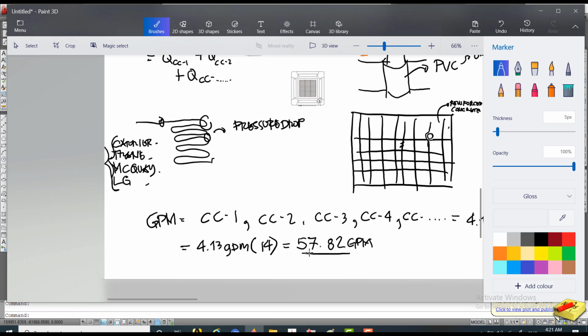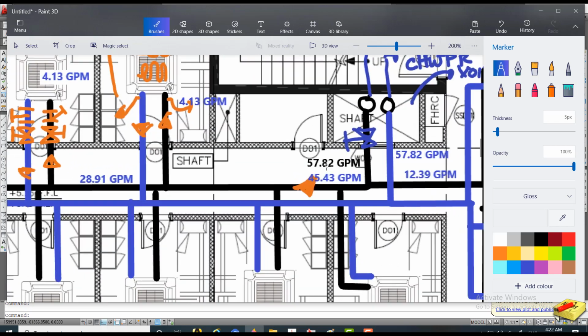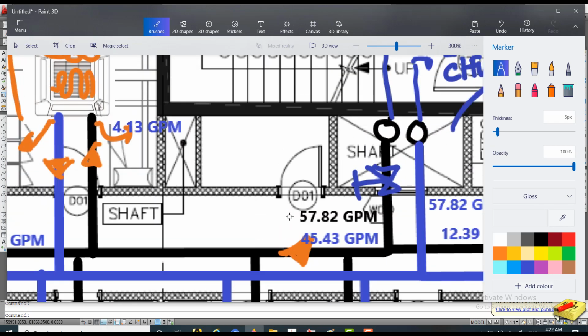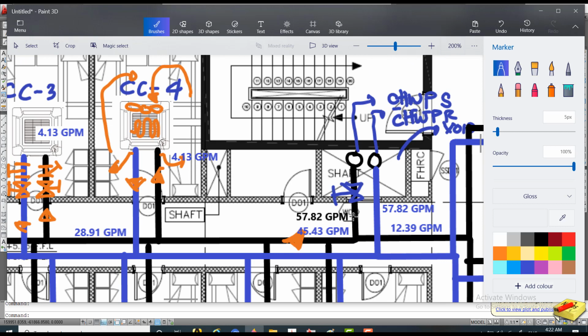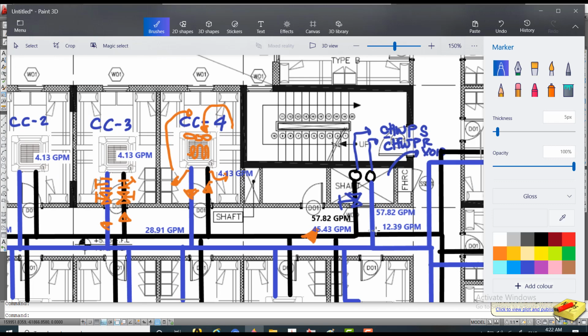Now this value of flow rate, so kung ilalagay natin sa piping, it will be on this one. So ito yung cross main natin na una. So we have your piping here. So this is 57.82. Then you have branches here.